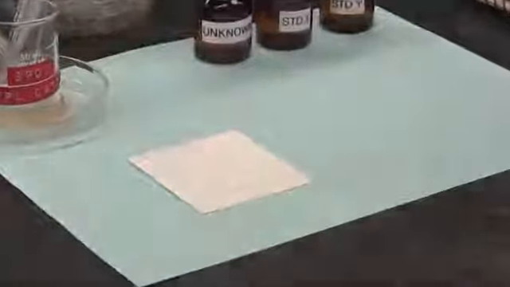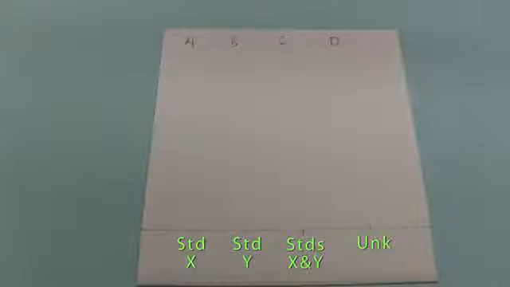So looking at the spotted plate, we have standard X in lane A, standard Y in lane B. In lane C, we have a mixture of standards X and Y. And in lane D, we have our unknown, which is either X or Y, or a mixture of both. Let's find out the composition of the unknown.